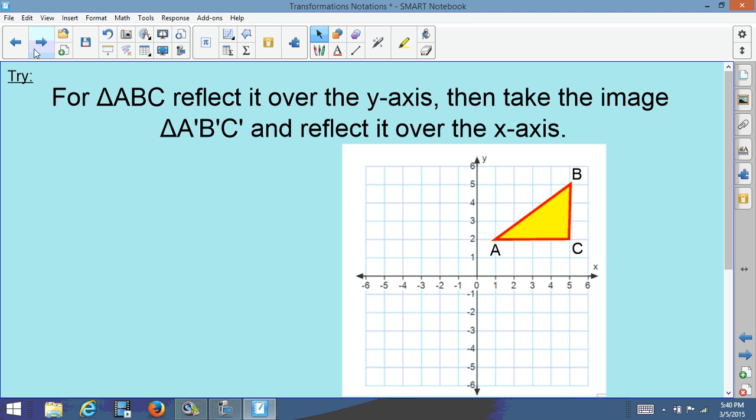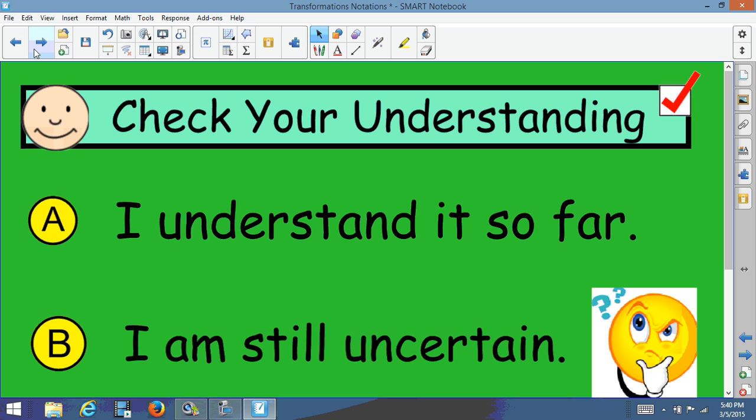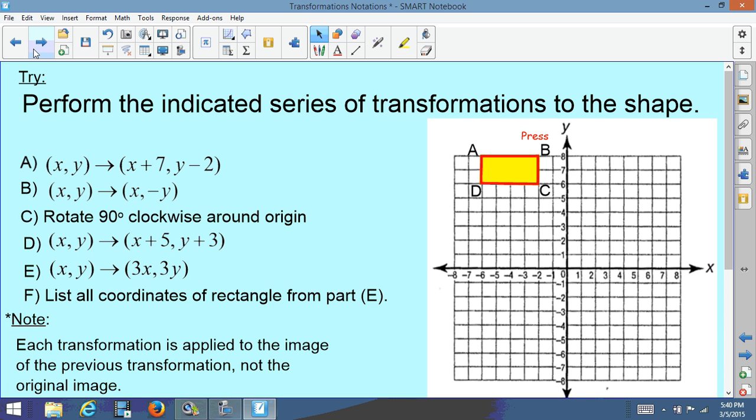Here's a question for you to try. It's similar to the one we just did, so hopefully you'll get it. If you need to watch the movie again, please do. If you're still uncertain, write down your questions, bring them in, and I'll be glad to go over them with you. Here's a series of transformations to this shape that we're going to do, so let's look at it.